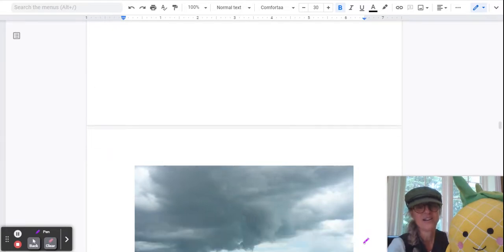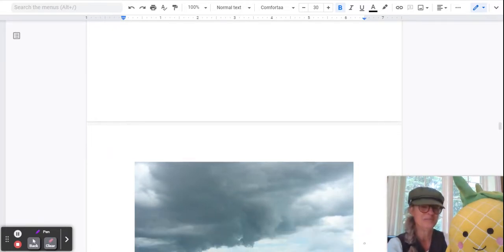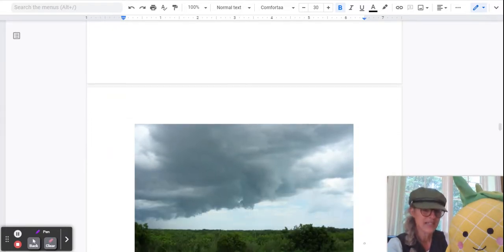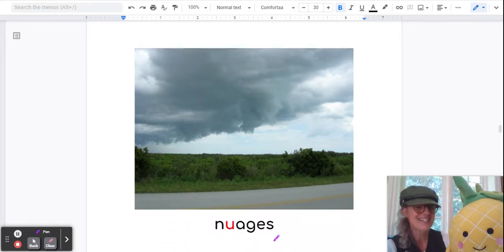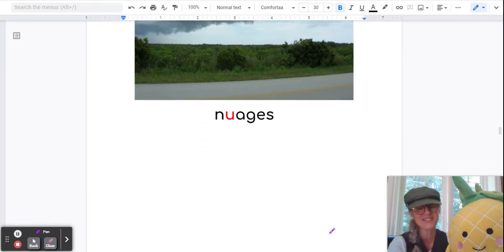What's our next? Do you remember this word for the clouds? It begins with a N, N sound. Did you say nuage? You are correct. Nuage. Yay! Anana, so happy for you. You're remembering all your U sound words.